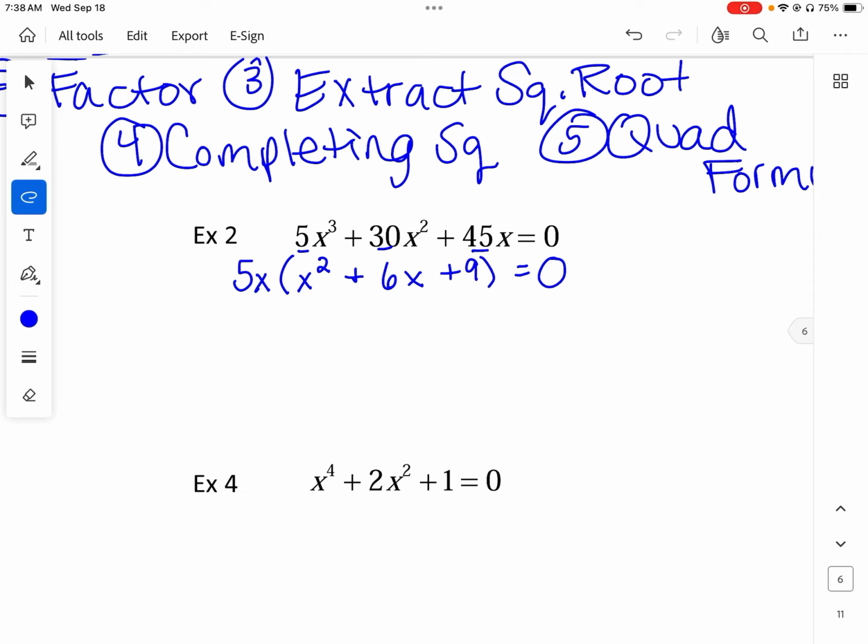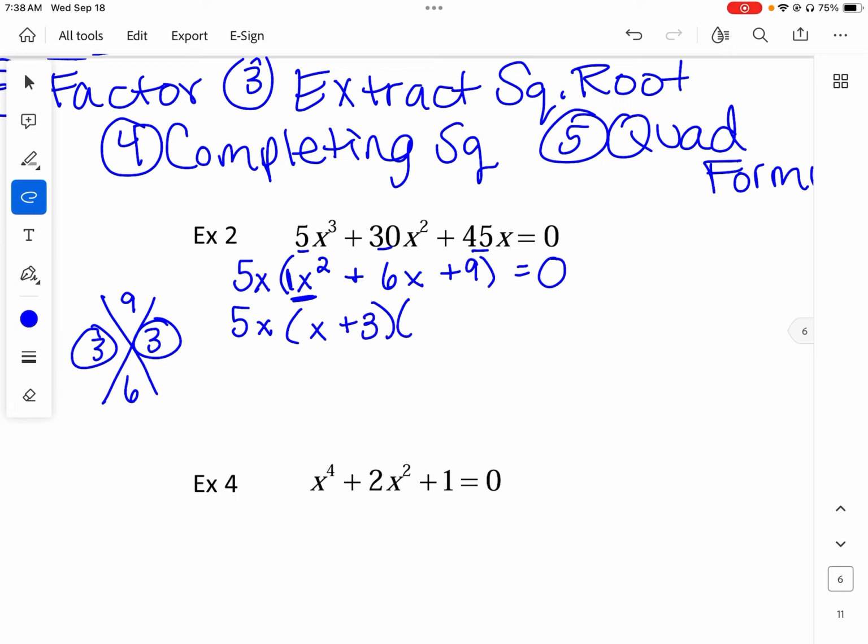So now I'm going to look and see what can I do inside the parentheses. So this is where we use the x. A times c is 9, b is 6. So what multiplies to get 9 and adds to get 6? And that would be 3 and 3. So whenever I have a coefficient of 1 right here, I don't have to do factor by grouping. Instead, I can just use these as my numbers in the binomial. So x plus 3, x plus 3.